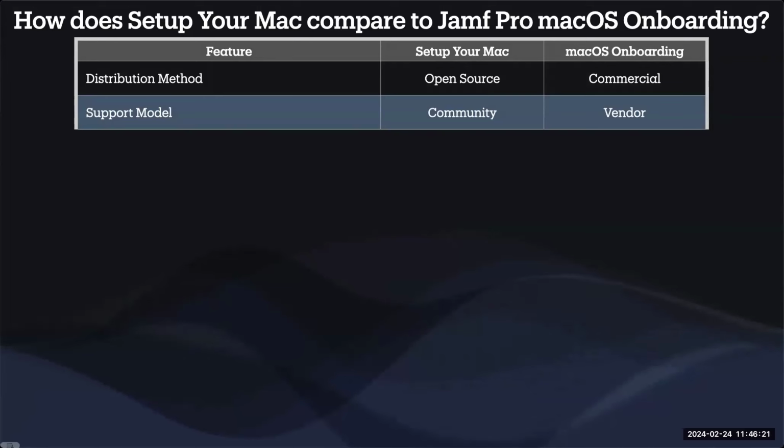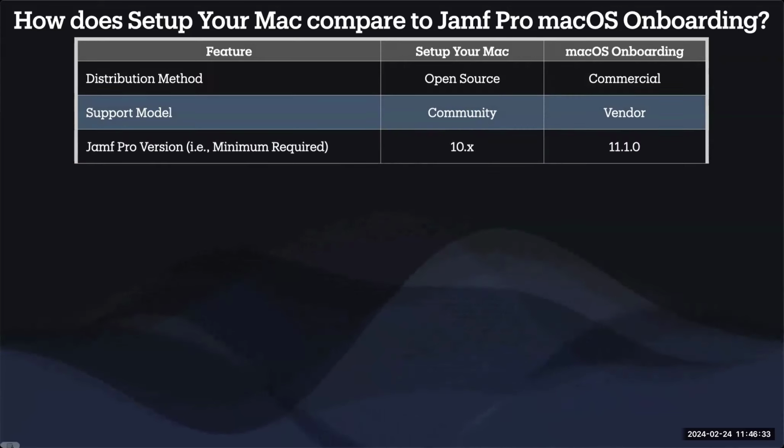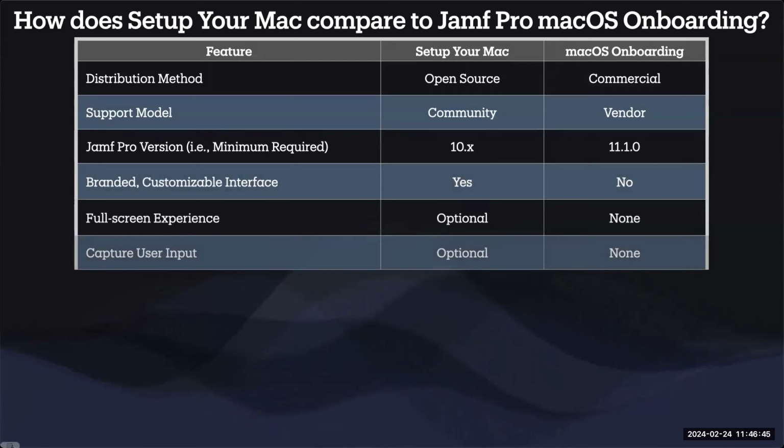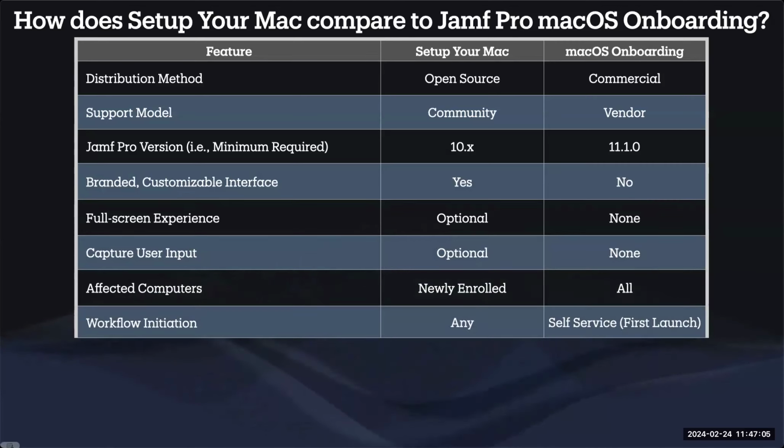I get it. Your organization requires commercially produced, vendor-supported solutions. But for the rest of us, please be aware that macOS onboarding was introduced in Jamf Pro 11.1. So if you're running an earlier version, you'll need to first upgrade. If features like a branded customizable interface, full screen experience, or capturing user input are important to your workflow, you may wish to open a Jamf Pro feature request. You'll want to carefully review Jamf's documentation about which computers will be affected. Likewise, about your options to initiate the workflow and which policies can be included.